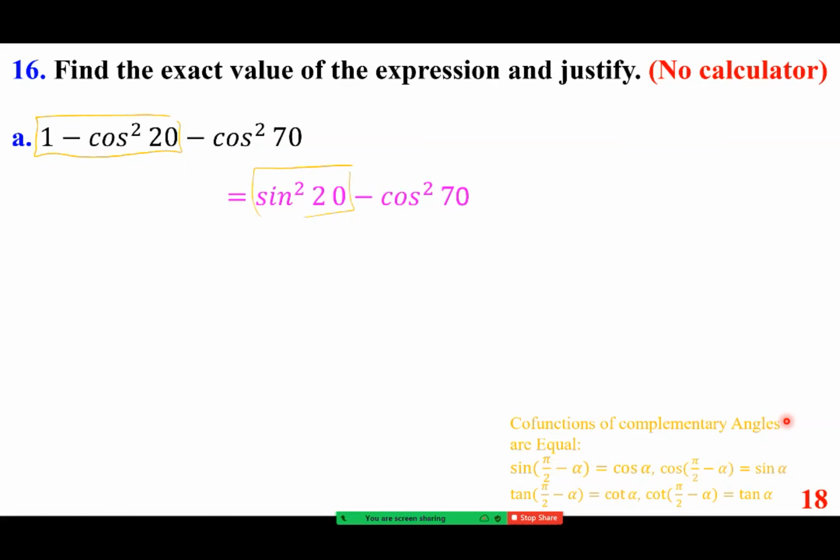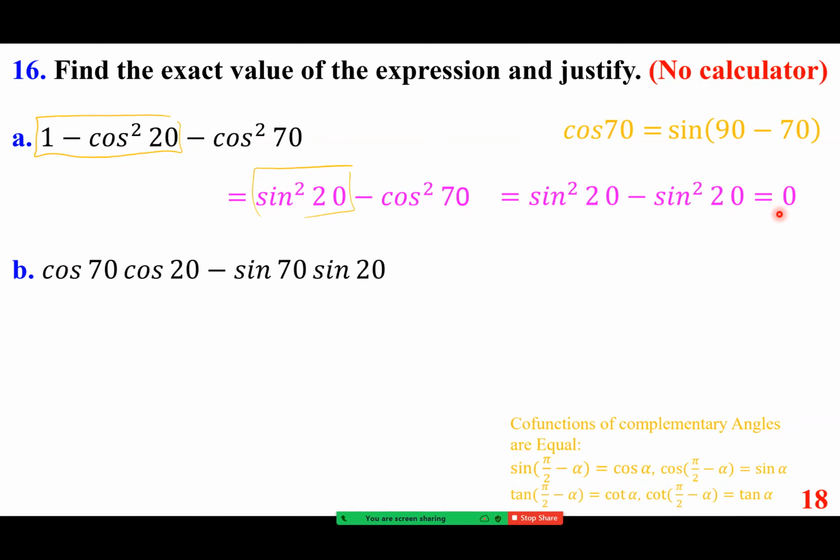So with that being the case, then cosine of 70 is the same as sine of 90 minus 70, which makes it sine of 20. So sine squared 20 minus cosine squared 20 equals 0. Cosine 70, cosine 20 minus sine 70, sine 20. Well, we notice this is the cosine of alpha plus beta. So it's cosine of 70 plus 20, and we know cosine of 90 to be 0.